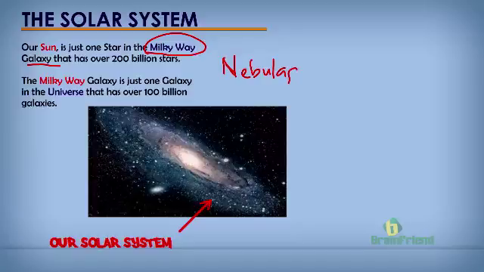This is a picture of what the Milky Way galaxy looks like. It has 5 arms, and our planet Earth, which belongs to a system called the solar system, can be found somewhere around here. The solar system, as its name implies, is a system focused on the sun. Solar means relating to the sun. Let's go on to know more about the solar system.